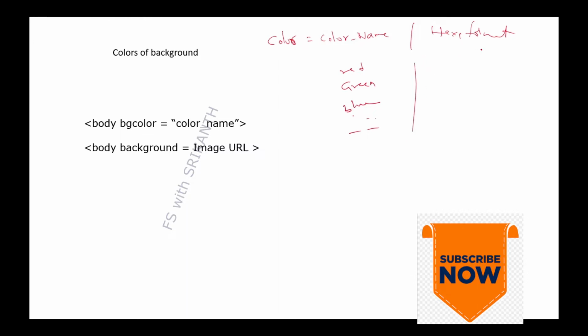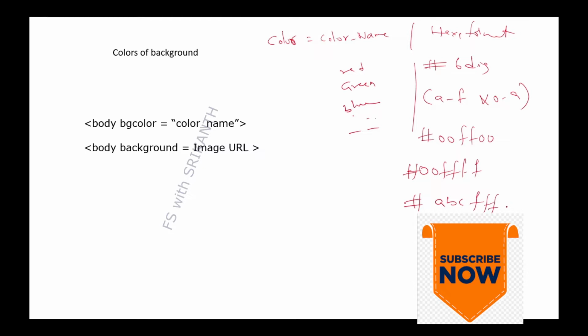Another way is the hexadecimal format. It is a total 6-digit format. It starts with a hash and 6 digits, right? It contains A to F and 0 to 9, which means it's a combination of alphabets plus numerics. Just observe, hash 00FF00 is one of the colors. Otherwise, hash 00FFFF is also one of the colors. Hash ABCFFF is also one of the colors.